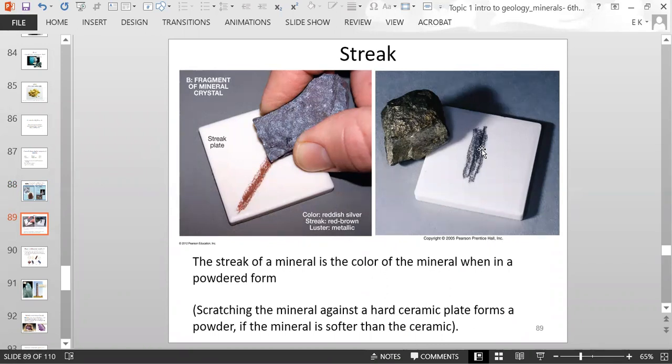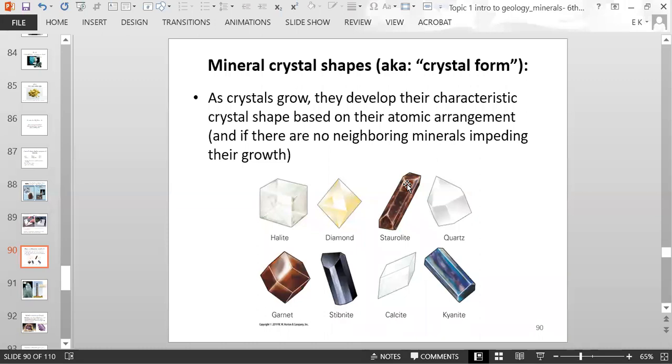If a mineral is harder than the streak plate, it's not going to leave a powder behind. In that case, you would have to grind up part of the mineral to see what the powder color is. Then these are just examples of crystal shapes or crystal form. As crystals grow, they develop into their crystal shape that's based on their atomic arrangement. Minerals will form in their true crystal shape if they do not have anything impeding their growth.